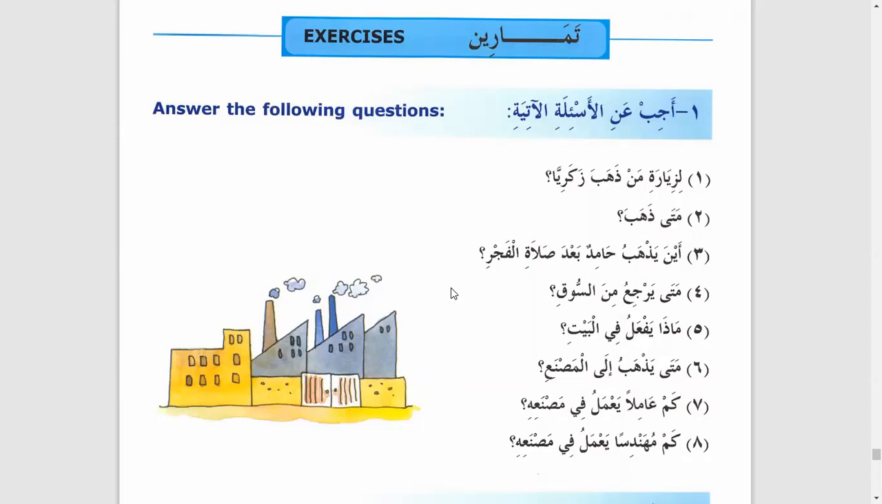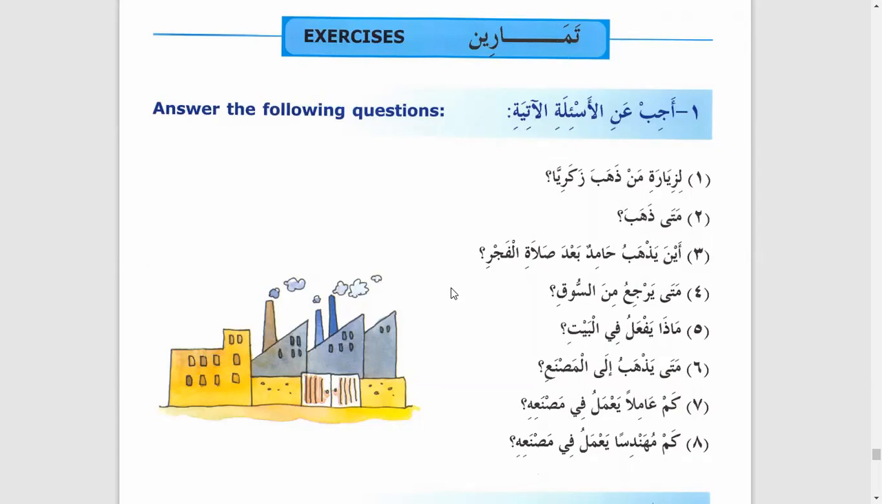متى يرجع من السوق بعد صلاة الظهر؟ When does he return from the market? يرجع is the past of رجع. So it's on the pattern of يضرب. ضرب يضرب. يرجع. Yeah, so يرجع من السوق في الساعة السابعة. Again, Irfan. يرجع في الثانية. الساعة الواحدة والنصف أو الثانية.